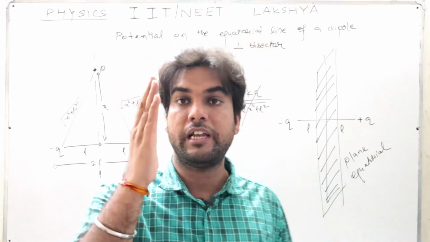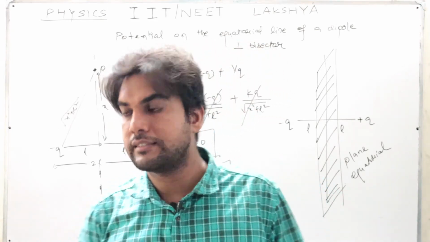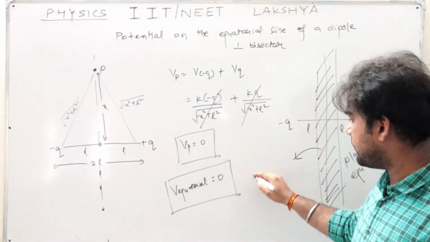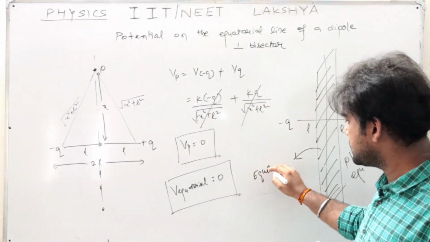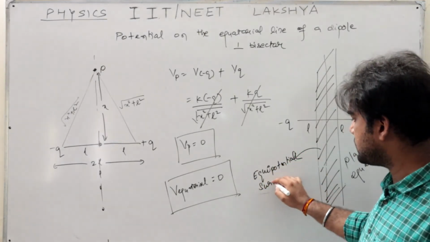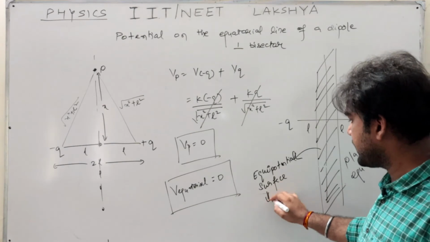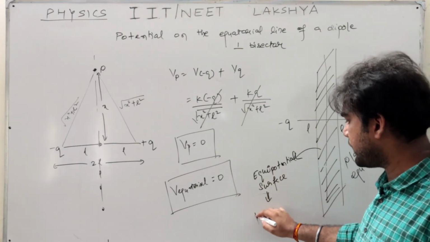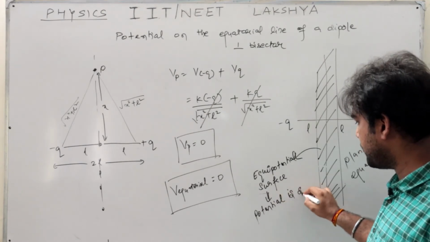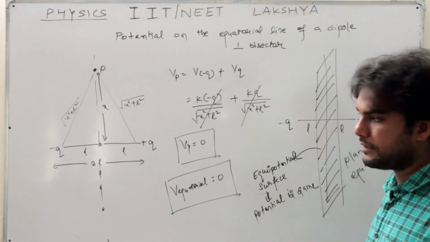It means this plane is known as what? Equipotential surface. So this is the equipotential surface for the dipole. What is the meaning of equipotential surface? That surface at every point of which potential is the same. In this case it is 0.